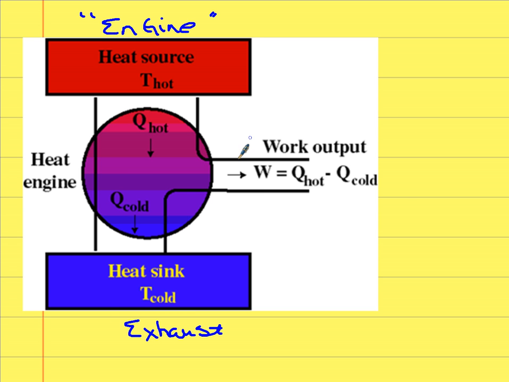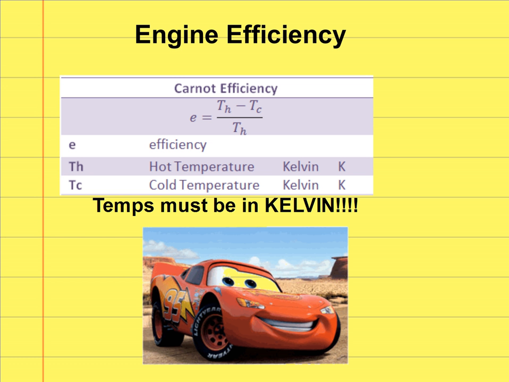And then the work output is just the difference in the heat that you put in and the heat that you discharge. And the work that you're able to get out is the work that enables you to run your car. This is a very simple model, but it's one that's very useful in analyzing the efficiency of engines.